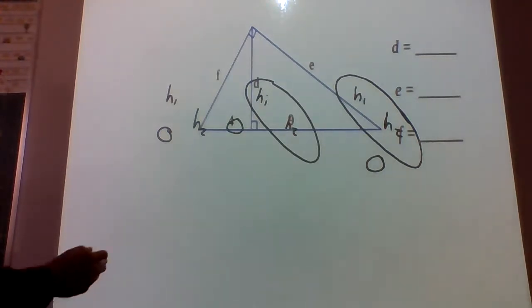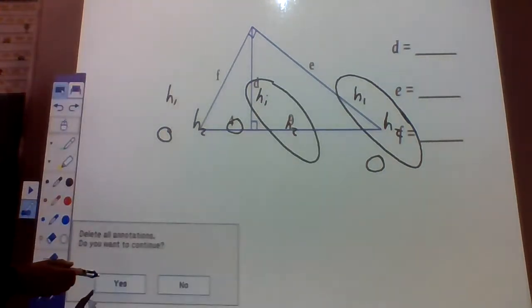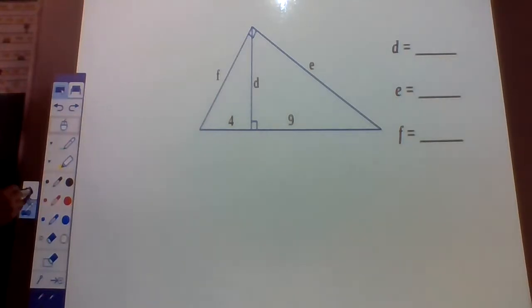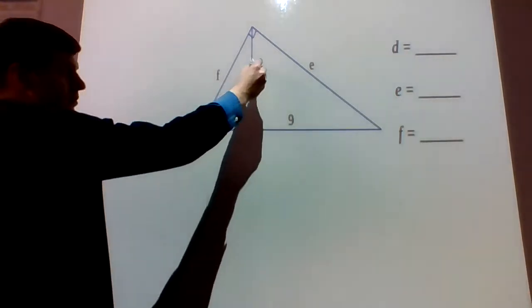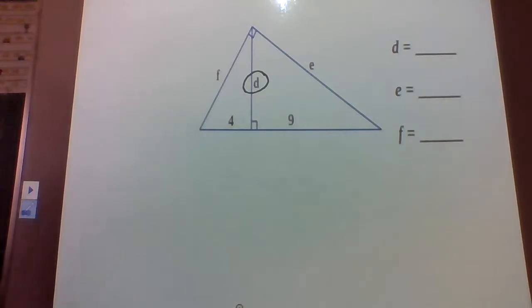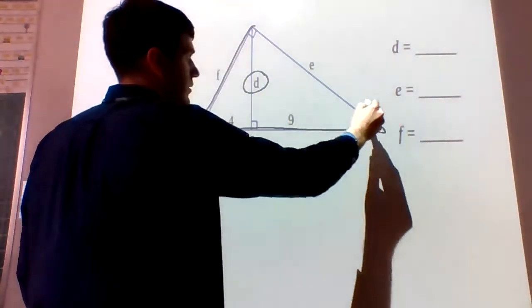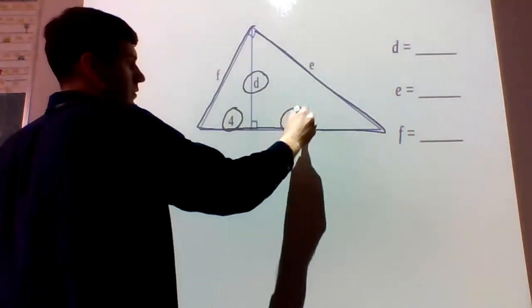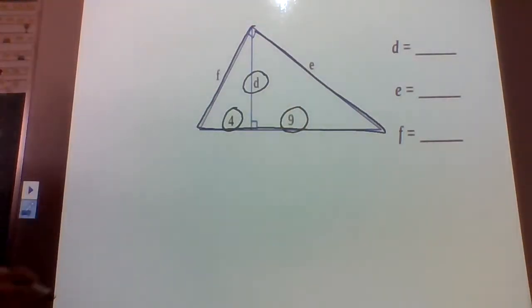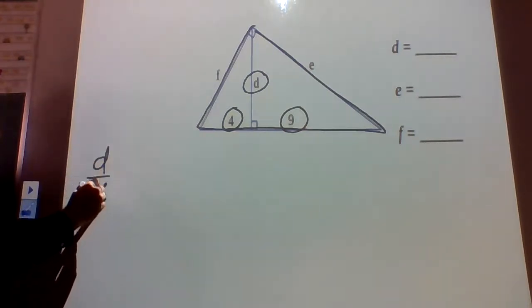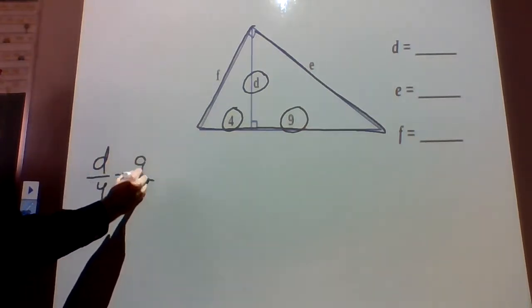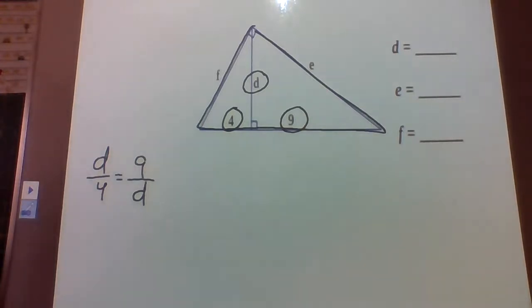Okay. We want to find D first. So D is an altitude. So if we're using an altitude, we're using the two pieces of the hypotenuse. The two pieces of the hypotenuse are going to be 4 and 9. So we can do D over 4 equals 9 over D. Or we could do D over 9 equals 4 over D. Or we could do 9 over D equals D over 4. Any of those would work.